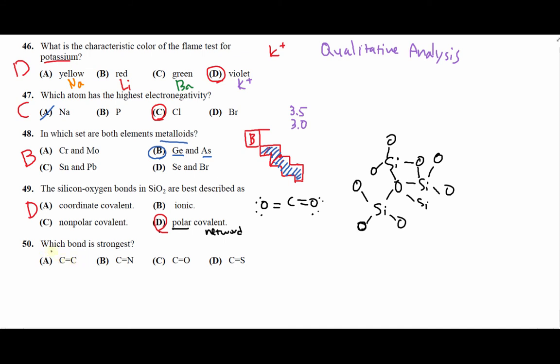Number 50, which bond is strongest? Okay, the carbon-oxygen double bond, the carbonyl, is the strongest. The reason is that oxygen is most electronegative compared to sulfur, nitrogen, and carbon. Because it's very electronegative, it's going to draw the electrons toward itself and make the bond length between the carbon and oxygen smaller, and therefore shorter bond lengths tend to be harder to break and they tend to be stronger.